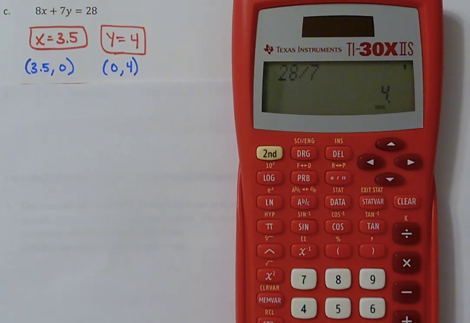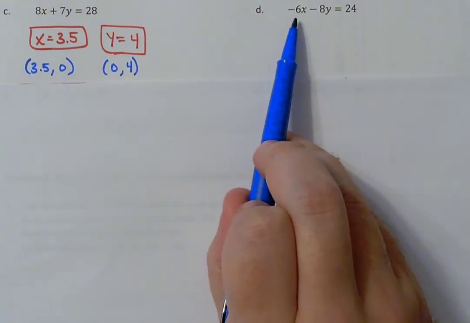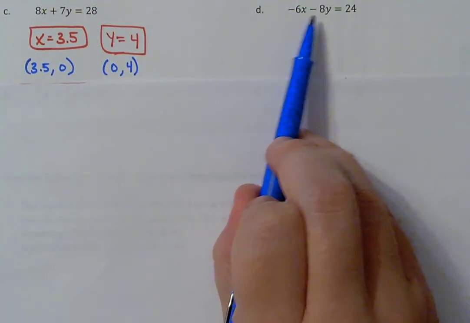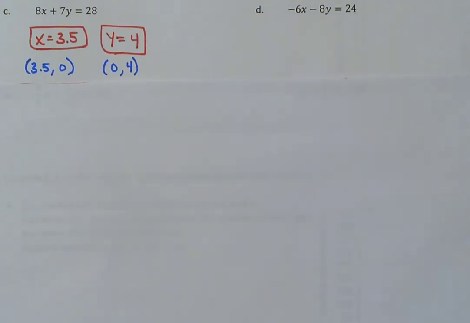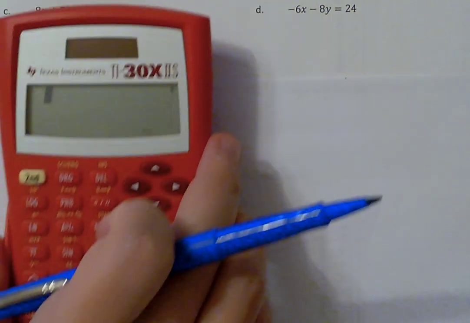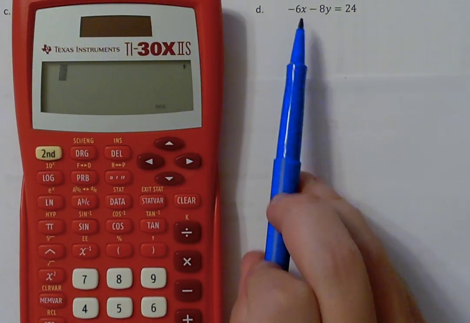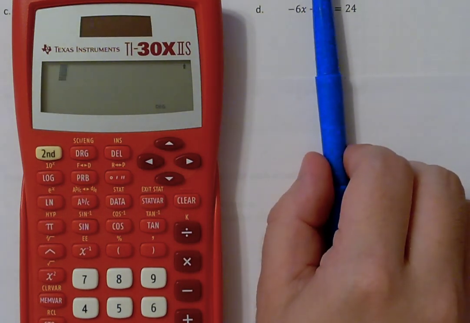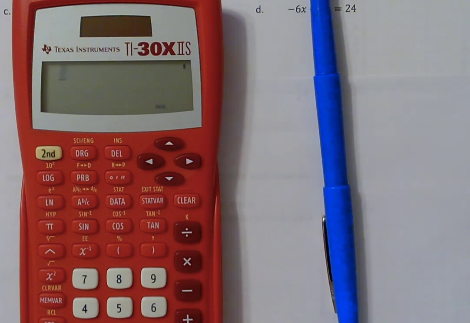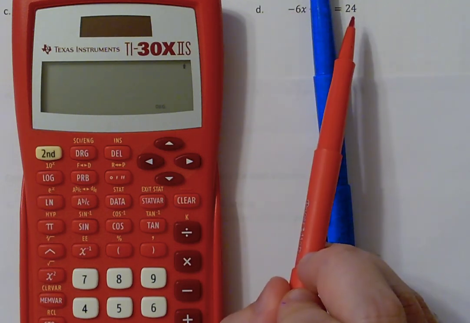Alright, so let's continue on with our practice. For D, we have negative 6x minus 8y equals 24. Again, I'm going to use the cover-up method to solve. If I want to solve for my x-intercept, we're going to cover up my y. So we cover up the minus 8y, and I have negative 6x equals 24.